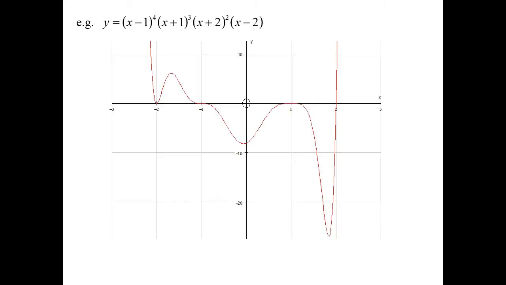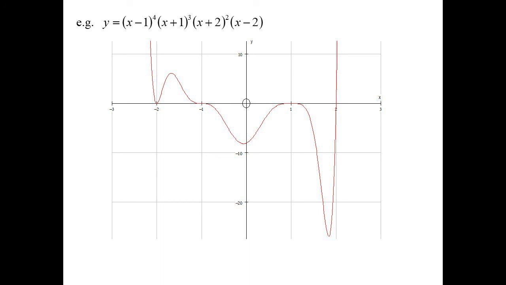Okay, let's try this one. x minus 1 to the 4, x plus 1 cubed, x plus 2 squared, x minus 2. All right, so this is what the graph looks like. But again, let's go over all those features. We said that the y-intercept is the constant. So in this case, we'd have -1 to the power of 4, which is 1. 1 cubed, that's also 1, so we're still at 1. 2 squared, we're now at 4. Times by -2, so it's cutting here at -8.